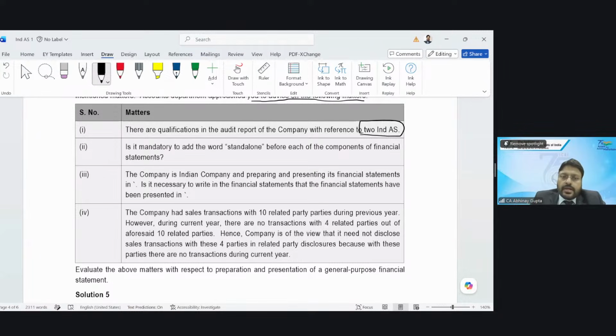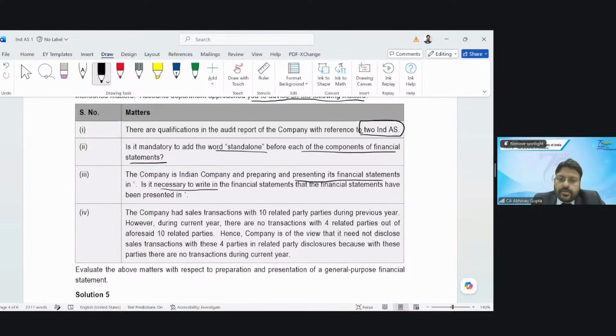Another matter: is it mandatory to add the word standalone before each of the components of the financial statements? So while preparing and presenting the financial statements under Ind AS, if we are not preparing the consolidated financial statements, then do we need to mention clearly the word standalone on the financial statements? Or if we are preparing the consolidated financial statements, in that case, do we need to mention the word standalone on our standalone financials?